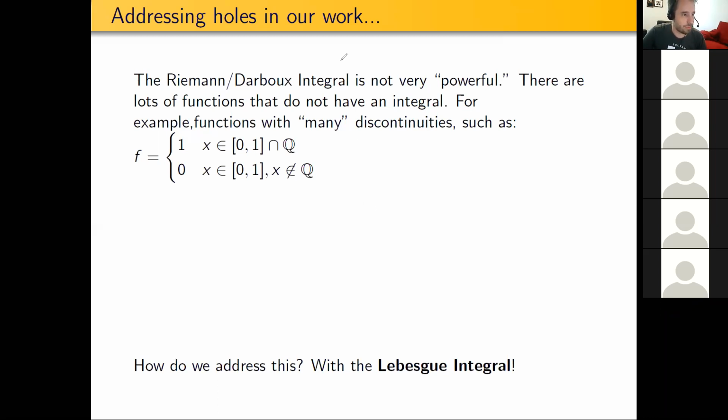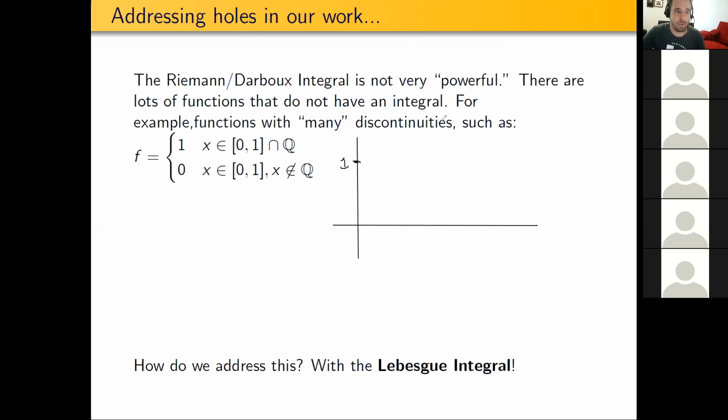So for example, the function that we've seen from time to time, sometimes called the Dirichlet function, that is defined to have a height of 1 on every rational number and 0 on every irrational number, this is not Darboux integrable. And I want to make a loose argument for why that is.